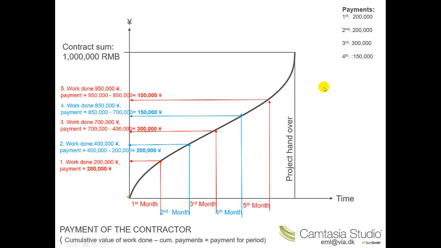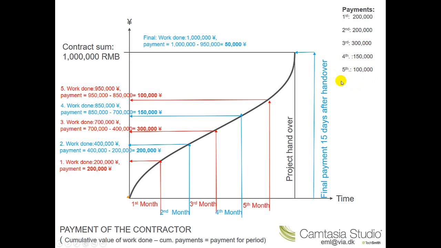In the fifth month here, the cumulative value of work done is 950,000. The previous months here are added together, and that gives 850. So 950 minus 850 is 100,000. So the fifth month payment to the contractor is 100,000.